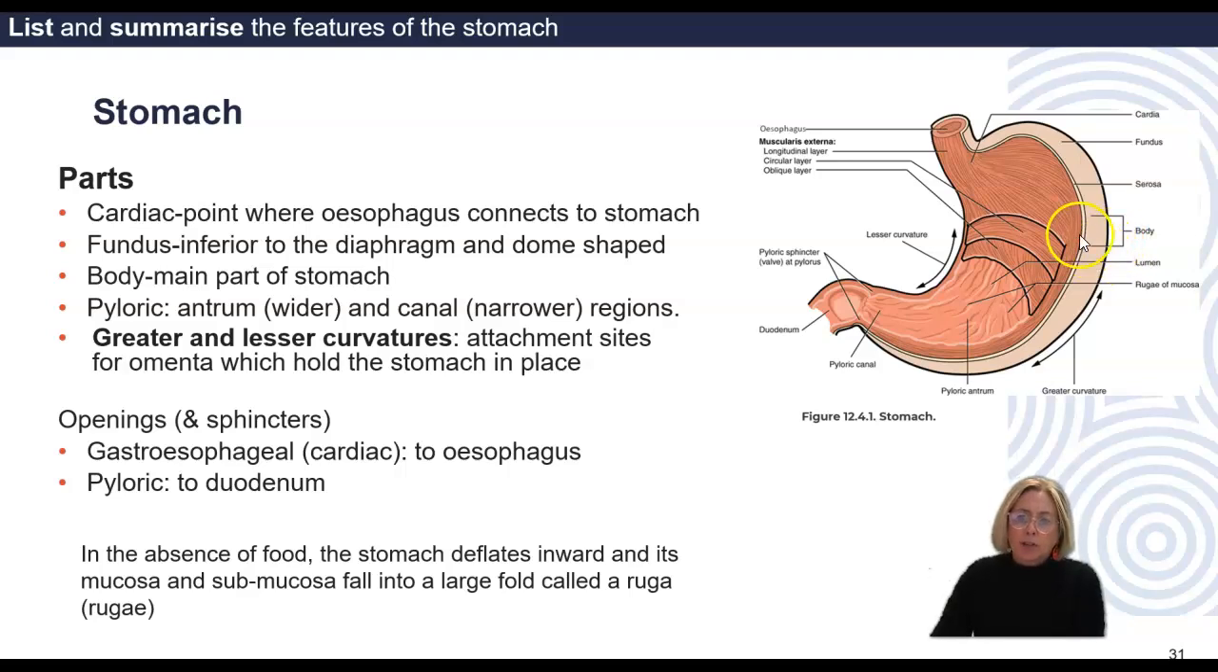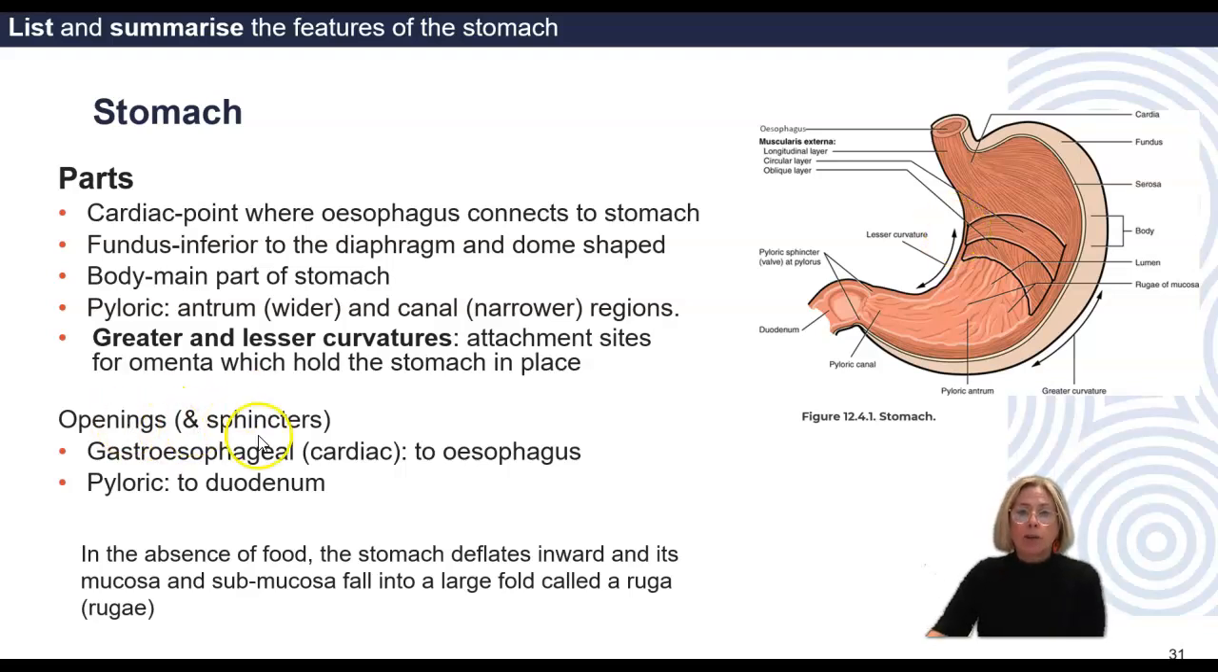The body of the stomach then gives way to the pyloric region, and it's sort of subdivided into the pyloric antrum, which is wider than the pyloric canal. You can see it there sort of narrowing. And you can also see that we have the greater curvature and lesser curvature there, which are the attachment sites for the omenta, which hold the stomach in place.